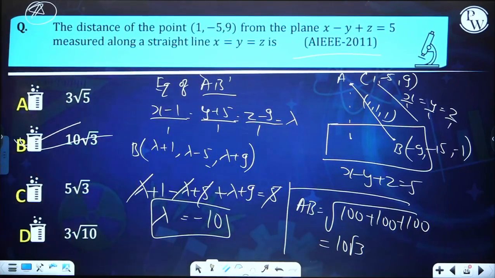B option. Very important question. Keep this question in your notes. Okay, it's a very important question. Understood, everyone? I hope it's clear.